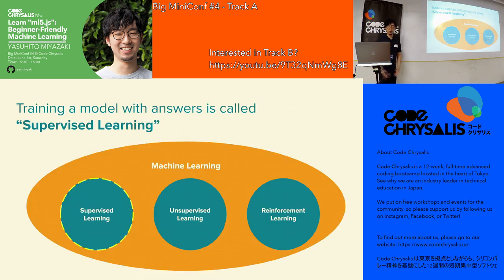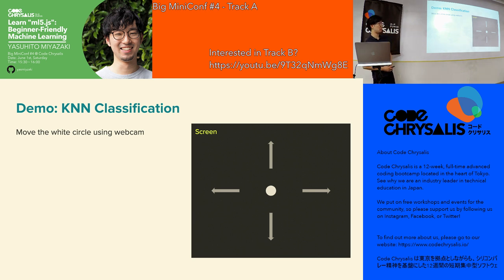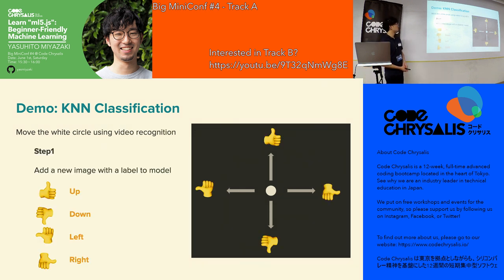So training a model with answers is called supervised learning, just to remind you. But how does classification work? Let me give you another demo. But before I start, let me explain how things work. On the screen, I will show a black background and a white circle, and it will move. How? I will add new images: up, down, left, and right.